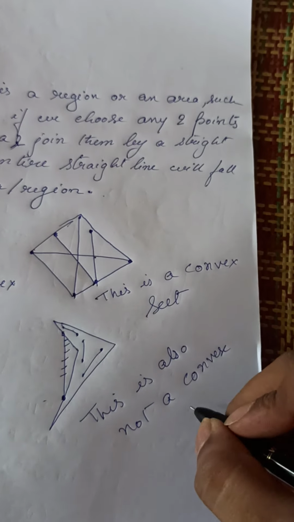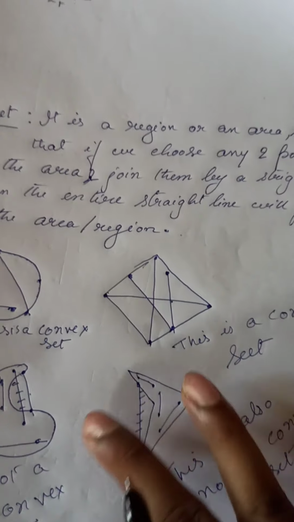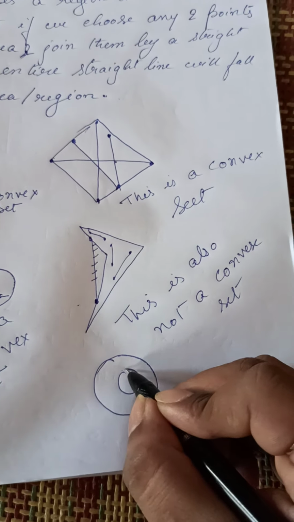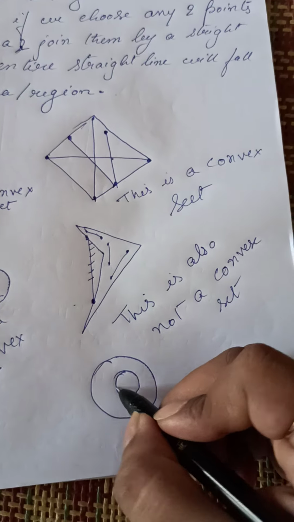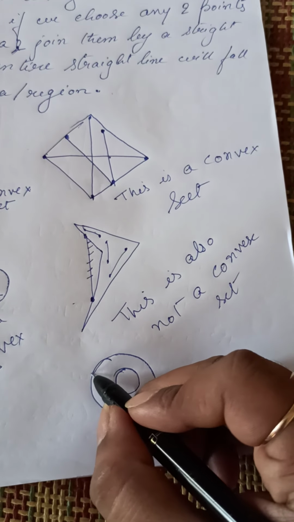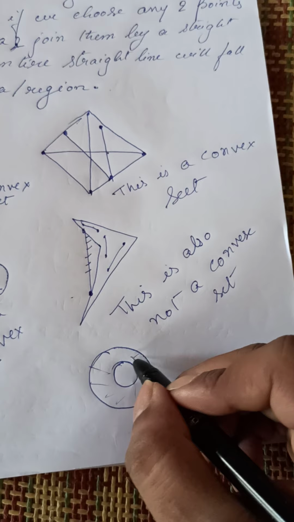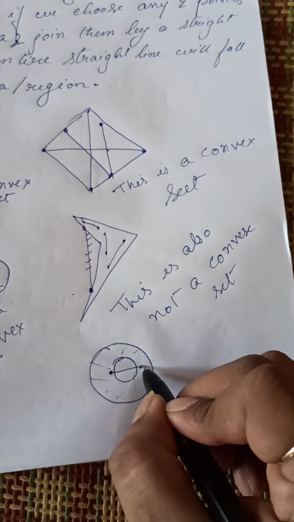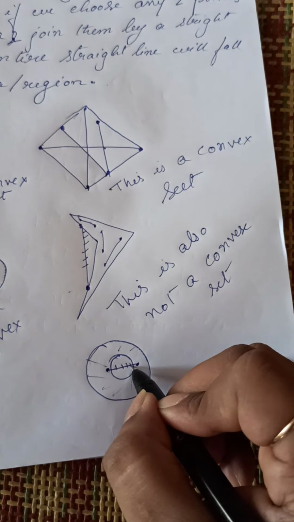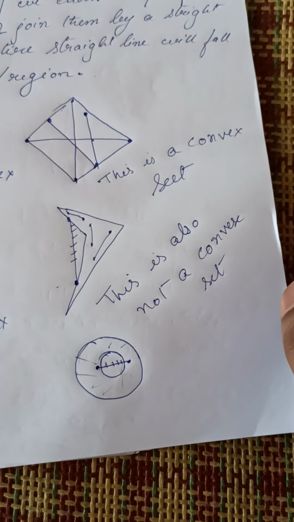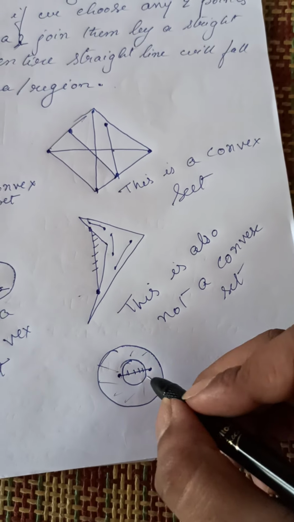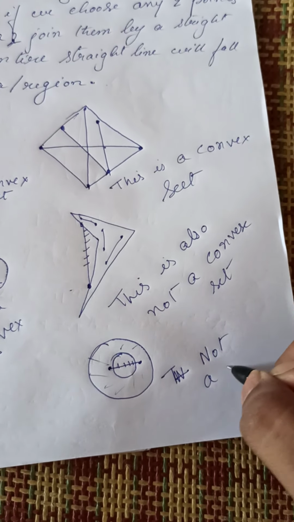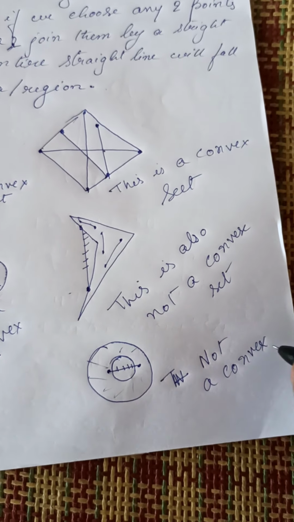Similarly, if you consider this diagram, this diagram also won't satisfy the convex set definition. Say this is the demarcated area. If you join these two points by a straight line, this part of the line is lying outside the demarcated area. Got it? So this is also not a convex set.